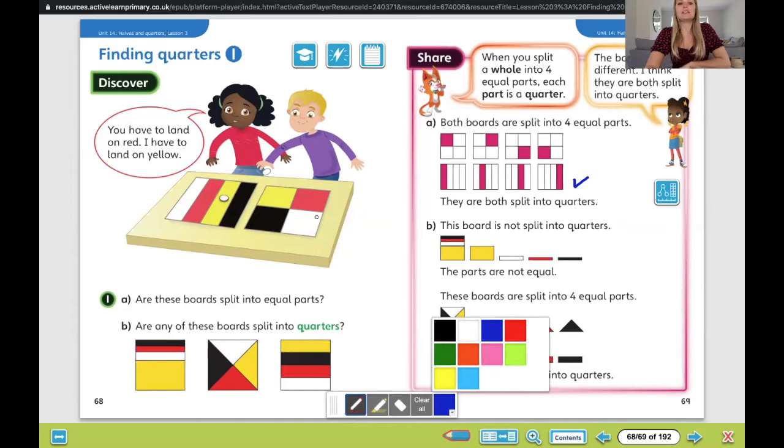Let's have a look at this board game. How many parts can you see? 4, let's check. 1, 2, 3, 4. And if we look at this picture, it shows us this part is the same as this part, is the same as this part, is the same as this part. They are all equal. They are the same.